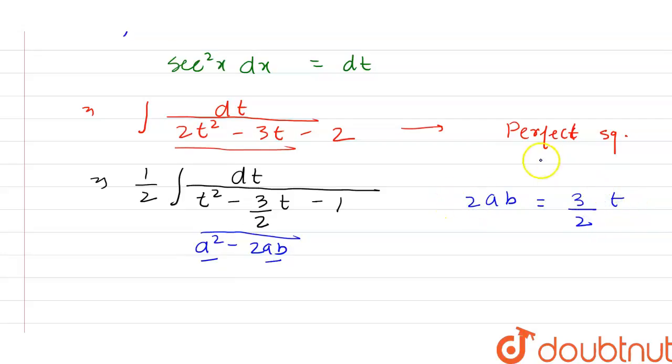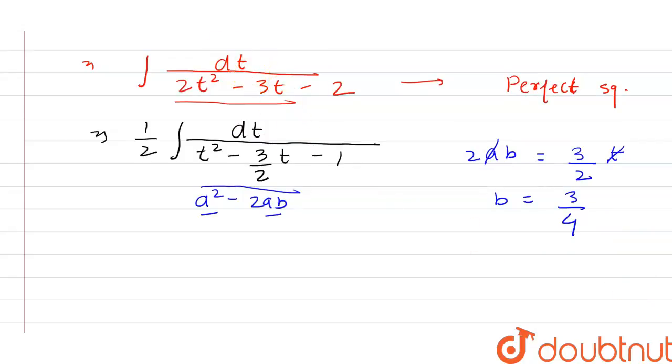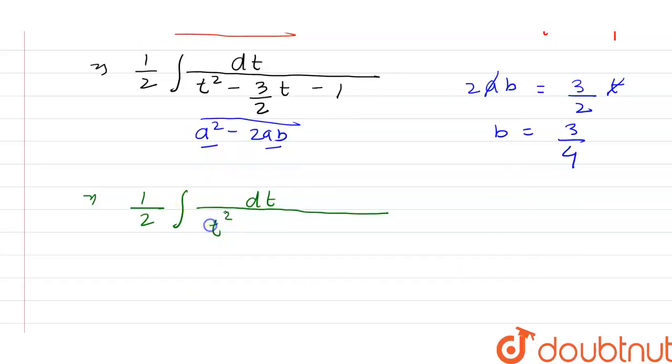And we know that a is equal to t. So a and t will cancel out. b is equal to 3 by 4. So from here we can say that here if we add and subtract 9 by 16, we will get 1 by 2 integration dt upon t square minus 3 by 2 t plus 9 by 16 minus 9 by 16 minus 1.